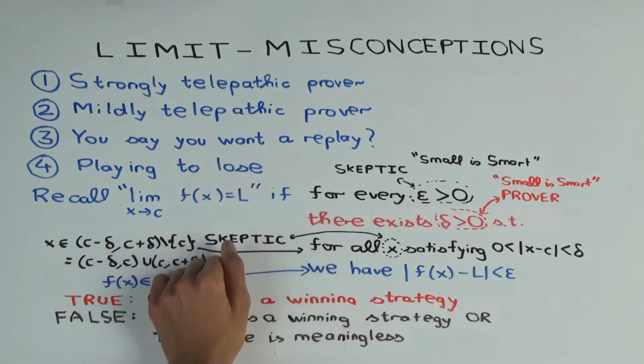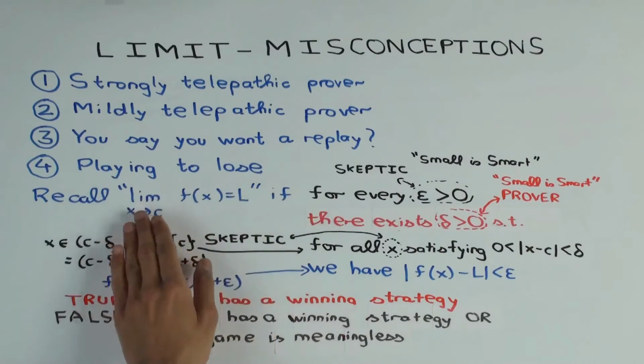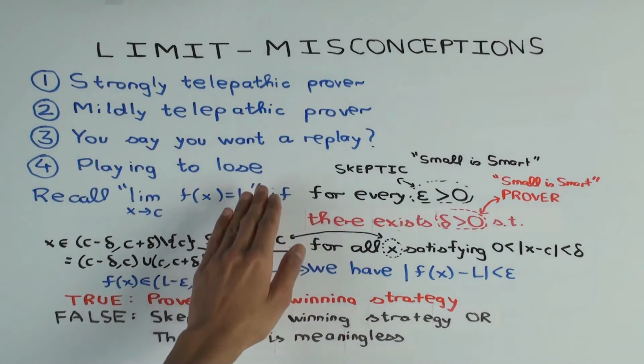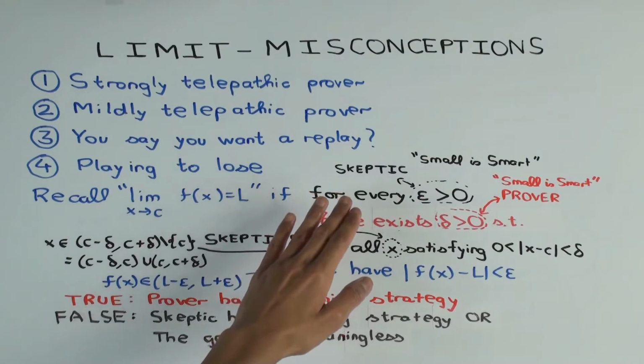What's the goal of the skeptic? To try and pick an epsilon that would not work. So the overall goal of the skeptic is to try to show that the statement is false. So in this case, the skeptic should try to start by choosing an epsilon that is really, the idea is the skeptic wants to choose an epsilon that's really small.